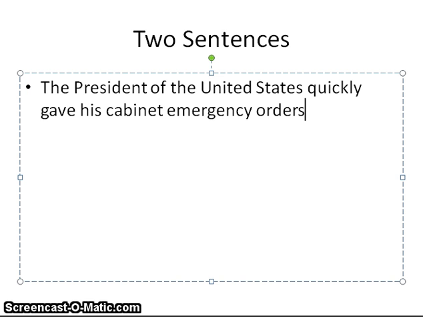The President of the United States quickly gave his cabinet emergency orders, and he commanded. Okay, two very different sentences. You can look at the first sentence, which is full of details, and then the second sentence, which is pretty straightforward, not a lot of details there. However, what they do have in common is that they are both complete sentences.